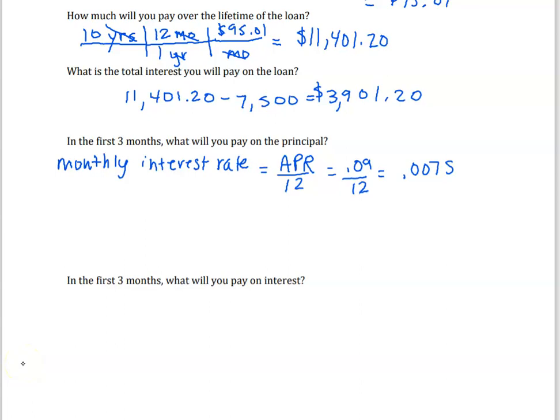I'm going to come down here and make a little table to organize this for you. We've got the end of month 1. Because we've got 3 months here, I'm going to break this down a little to make it easier to understand. At the end of month 1, we're going to pay 0.0075 times the amount we owed, which was $7,500. When you multiply those two things, you get $56.25.